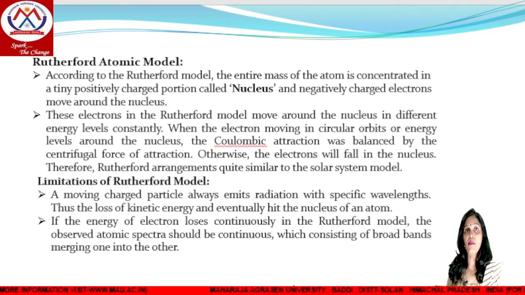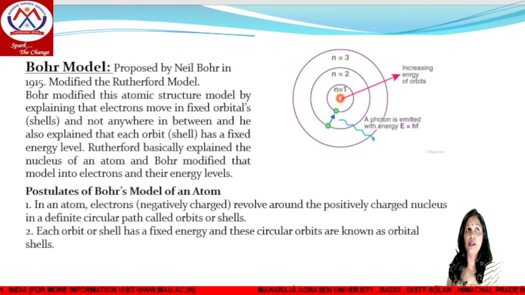Now, there are also some limitations of the Rutherford model. A moving charged particle always emits radiation, and thus loses kinetic energy and would eventually hit the nucleus of the atom. If the electron lost energy continuously in the Rutherford model, the observed atomic spectra should be continuous, consisting of broad bands merging one into the other.